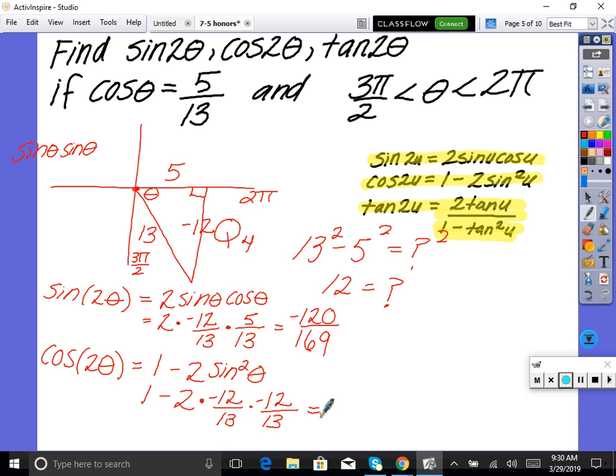Thank you. You said 119, negative or positive? Positive, I think it's negative. It's negative 119. Okay, negative 119 over 169 again.